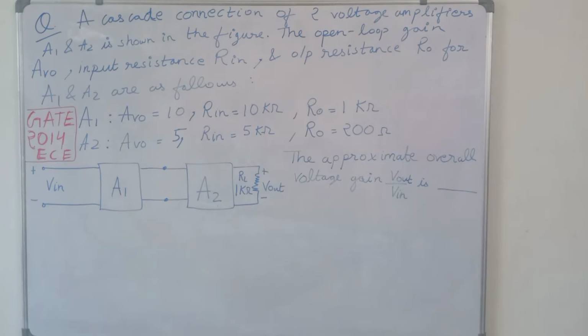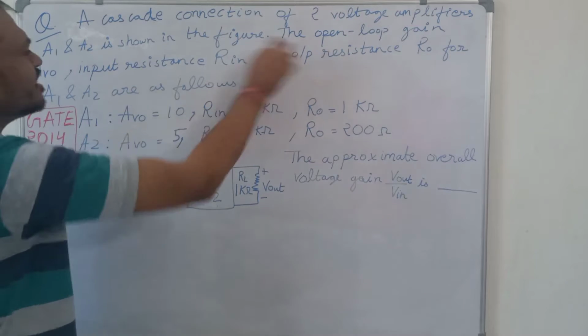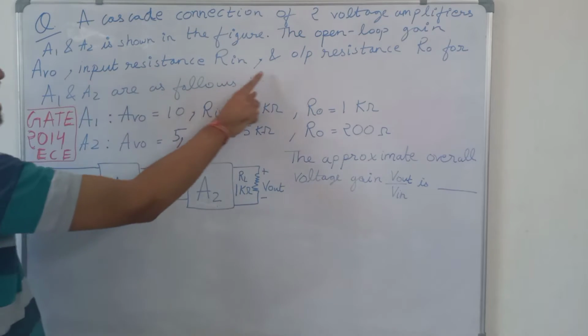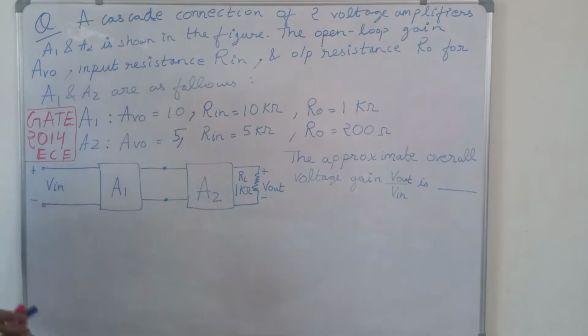So we are doing a question from GATE 2014 electronics. In this question, a cascade connection of two voltage amplifiers A1 and A2 is shown, and the open loop gain, input resistance and output resistance for both these stages are given.